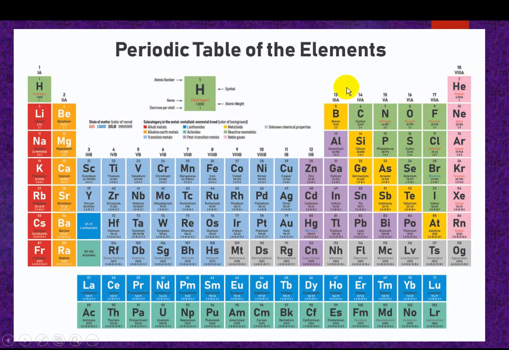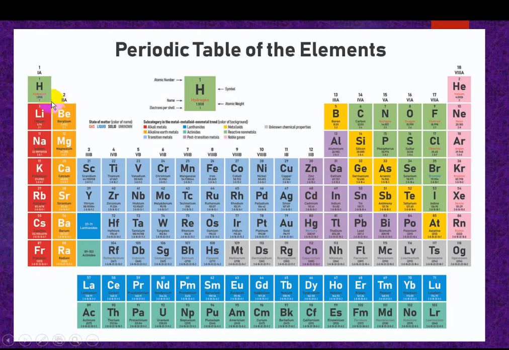Period 1 elements are hydrogen and helium. Period 2 elements are lithium, beryllium, boron, carbon, nitrogen, oxygen, fluorine, neon. Period 3 elements: sodium, magnesium, aluminum, silicon, phosphorus, sulfur, chlorine, argon. Period 4 elements: potassium, calcium, gallium, germanium, arsenic, selenium, bromine, krypton. So horizontal rows are called periods and vertical columns are called groups.